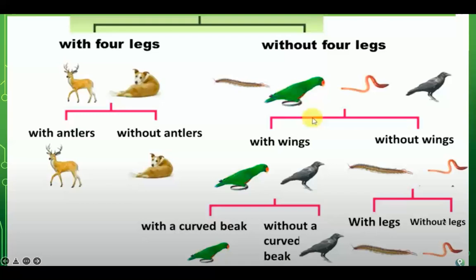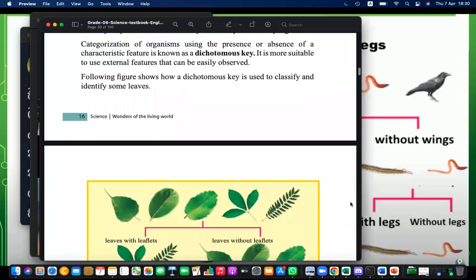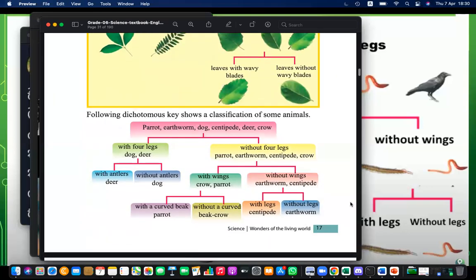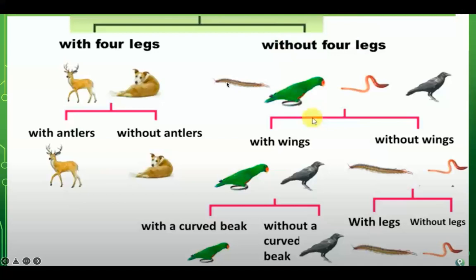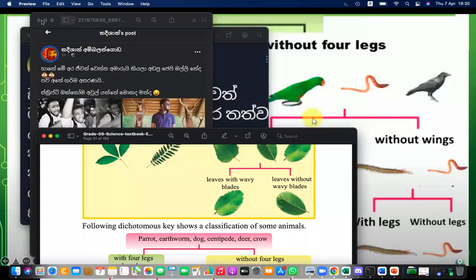Then without legs and with legs. Without legs, worm. So this is how it is categorized. Let's see, this was given in the book. Okay, so that is earthworm, right? Earthworm, sorry, centipede. This is centipede, right? Earthworm is this. Centipede is this.